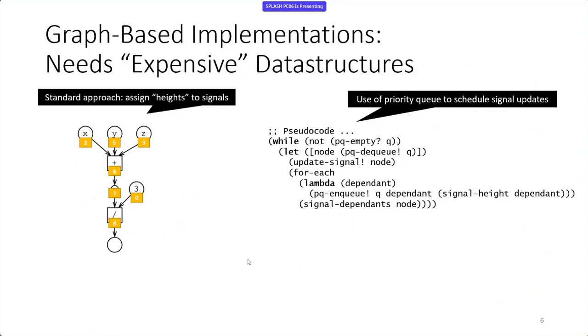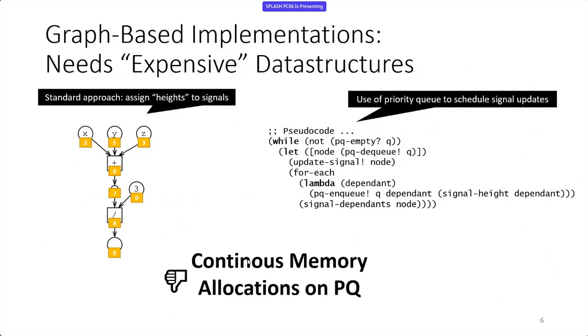And you do that over and over again, such that at runtime, you start with the ones with the lowest height, and then you start looking for the ones with the highest height. And that way, you can avoid glitches, so like inconsistencies in the way you schedule these signal updates.